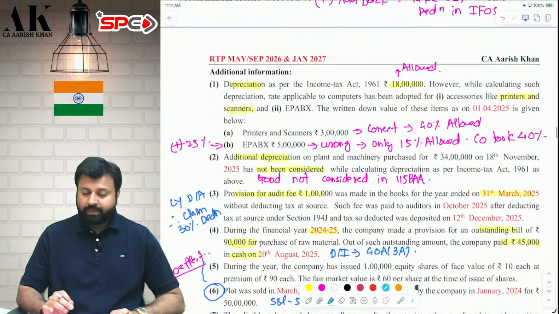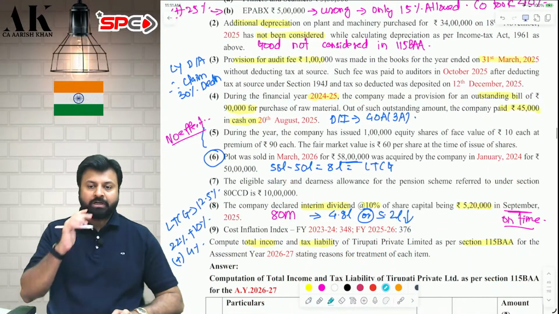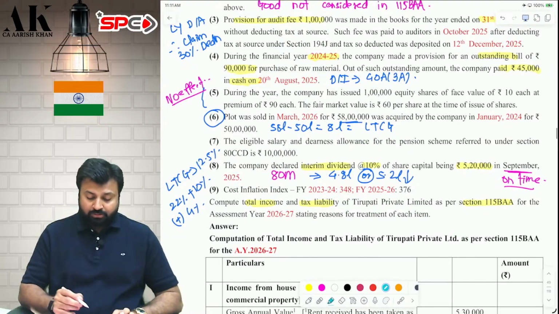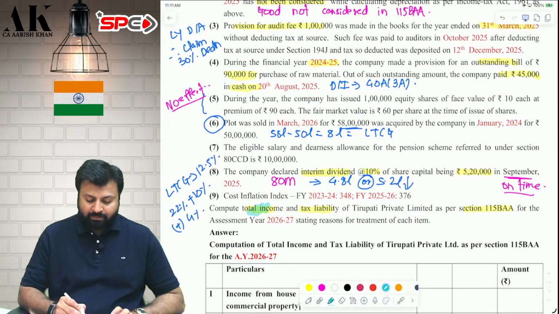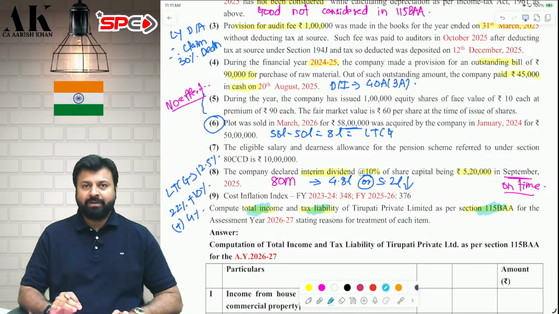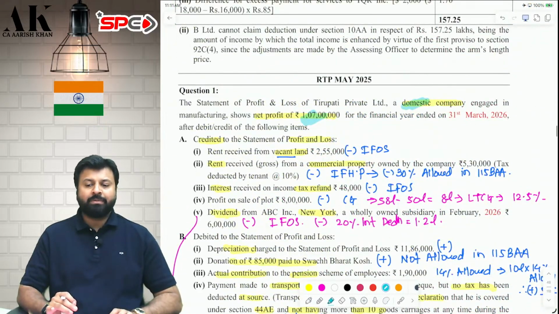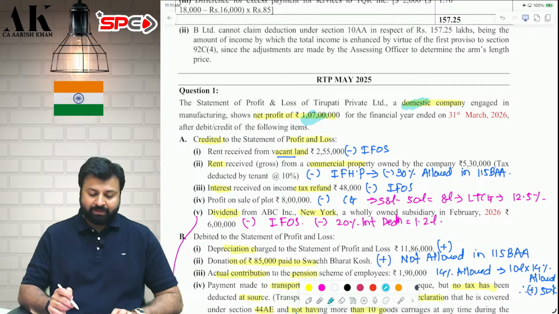Now I have already told you that whenever a question on total income comes, you need to always see the last line, what they are exactly asking. So they are asking us to compute the total income and tax liability as per 115BAA. So let's start computing the total income and tax liability as per 115BAA.